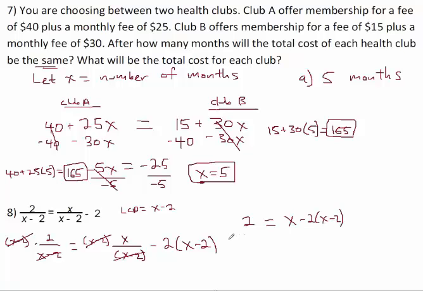Now we can open the parentheses to get 2 equals x, minus 2 times x is negative 2x, negative 2 times negative 2 is positive 4. So we've got 2 equals x minus 2x, which is negative 1x, plus 4. Subtract 4 in order to isolate the x. So we've got negative 2 equals negative x, and we can multiply or divide each by negative 1 in order to get rid of the negative x. Just flip the signs, and you have x equals positive 2. That would be your answer.